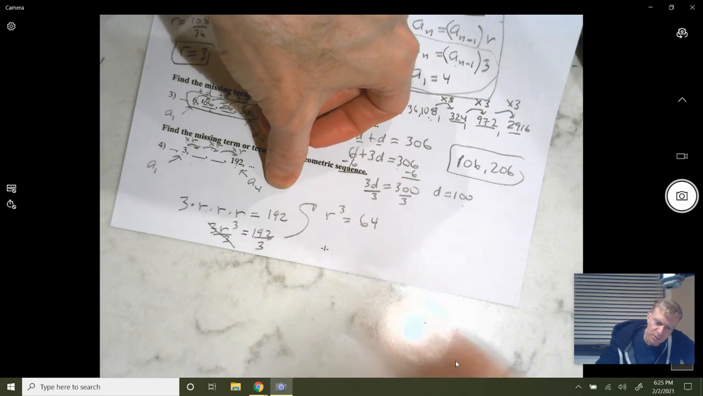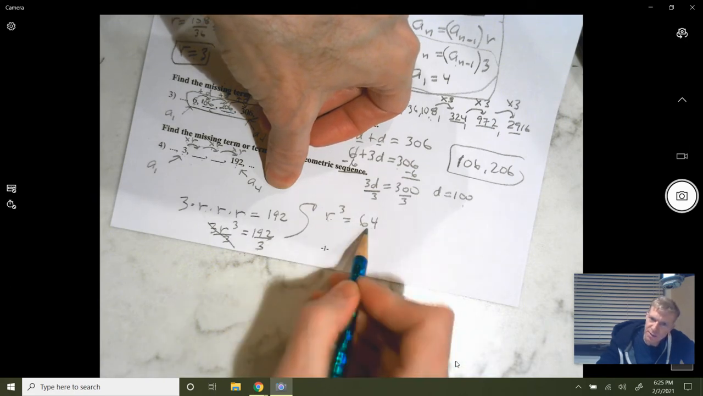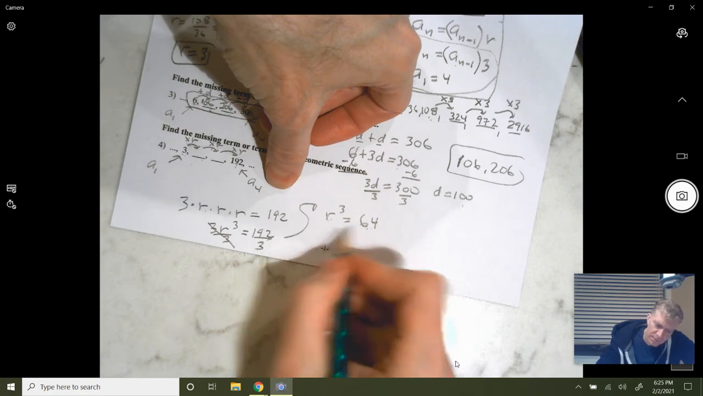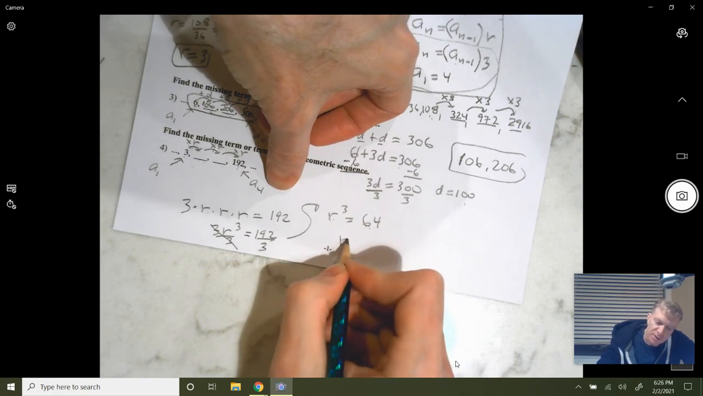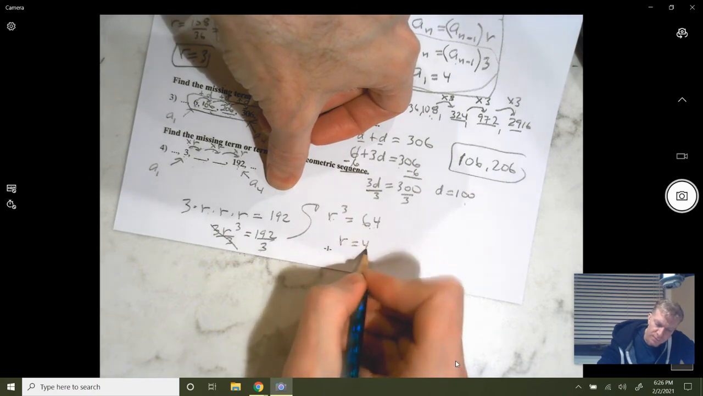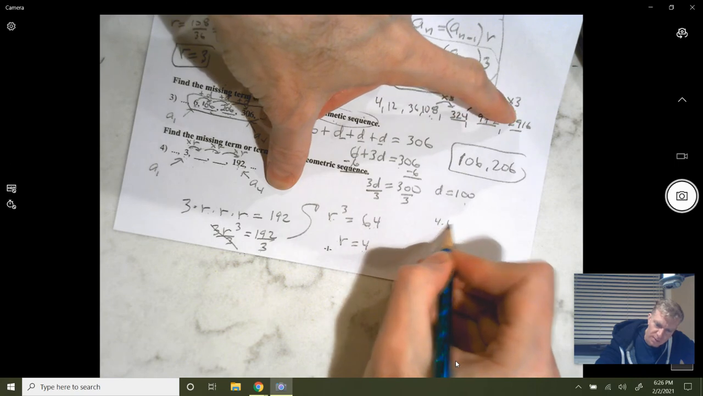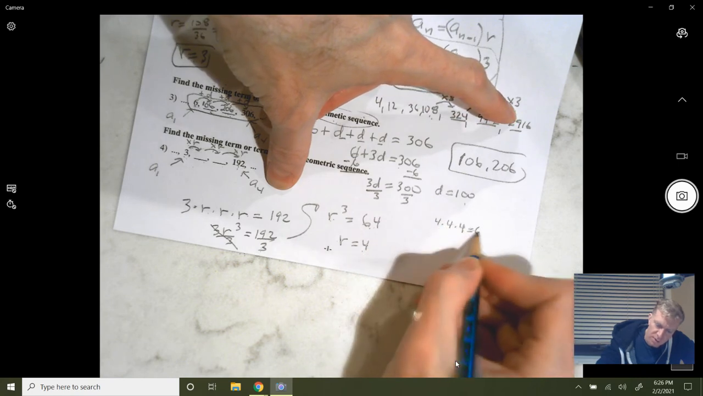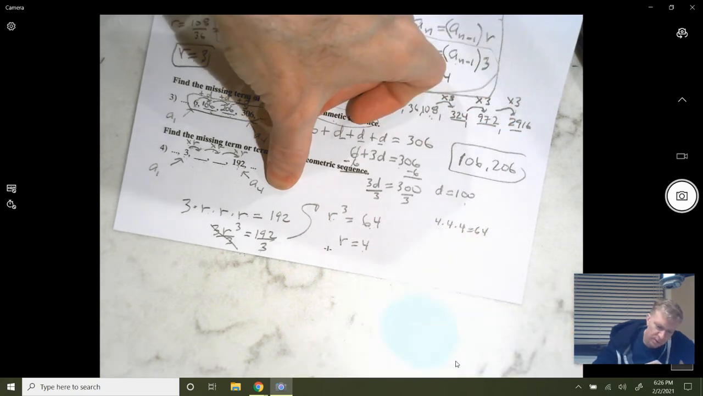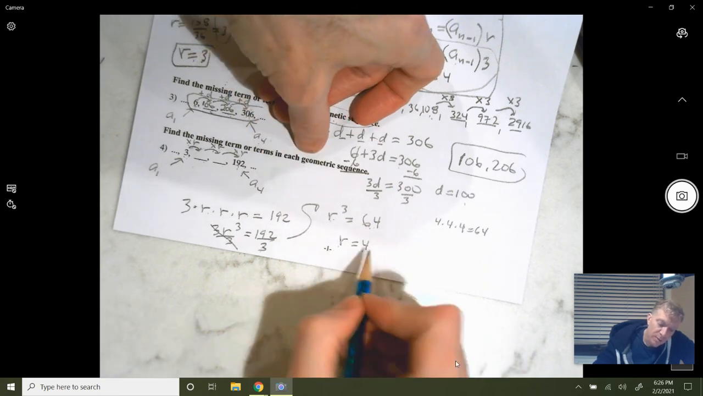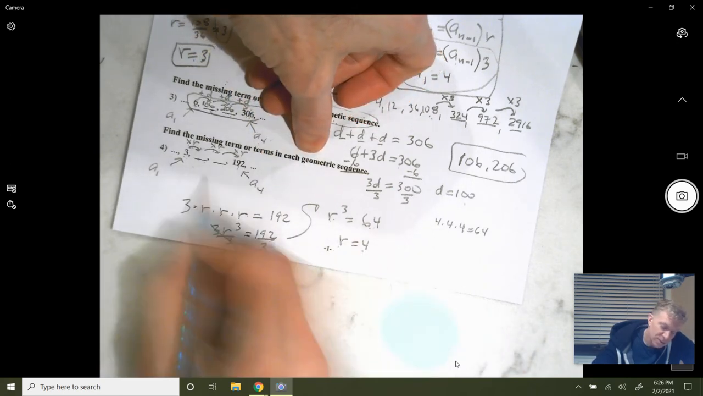Okay. So we have to take the cube root of both sides. You could do that on your calculator, or maybe you'll remember that the cube root of 64 is 4. We know that because 4 times 4 times 4 gives you 64. You can just double check that if you want to. Our common ratio is 4, which means, let's look at our terms.